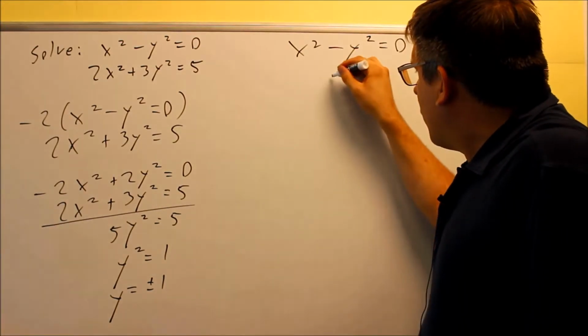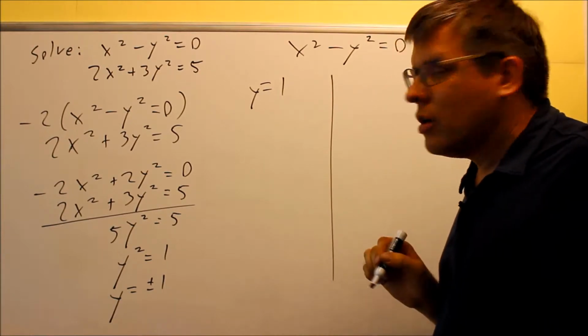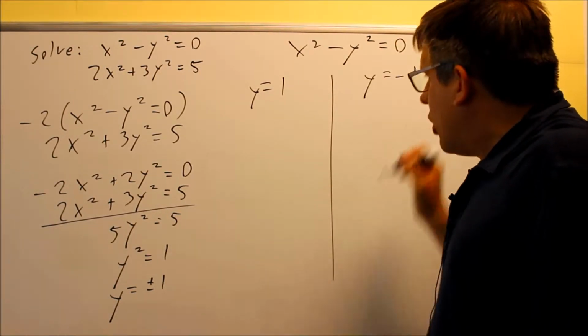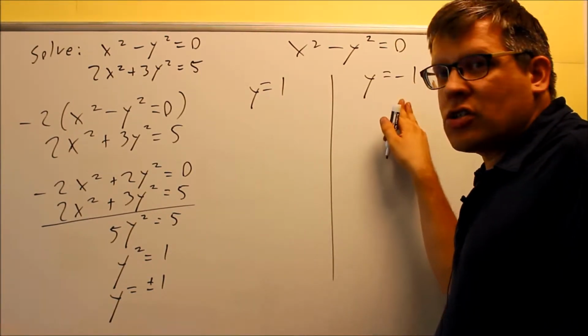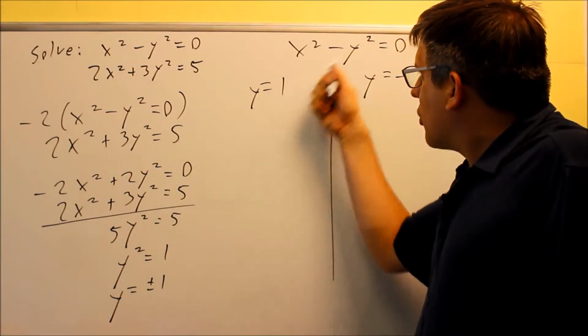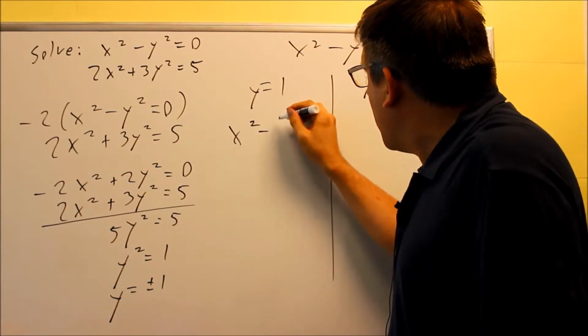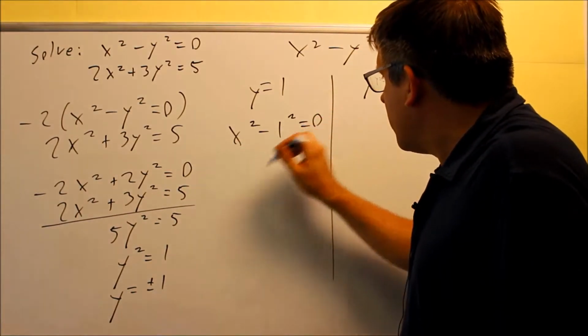And now we have two different things we're going to look for. First, we're going to look for y equals 1, and then we'll put in y equals negative 1. We're going to put both of these individually into here, and we're going to get the corresponding x value. So first we'll put 1 into here. I get x squared minus 1 squared equals 0.